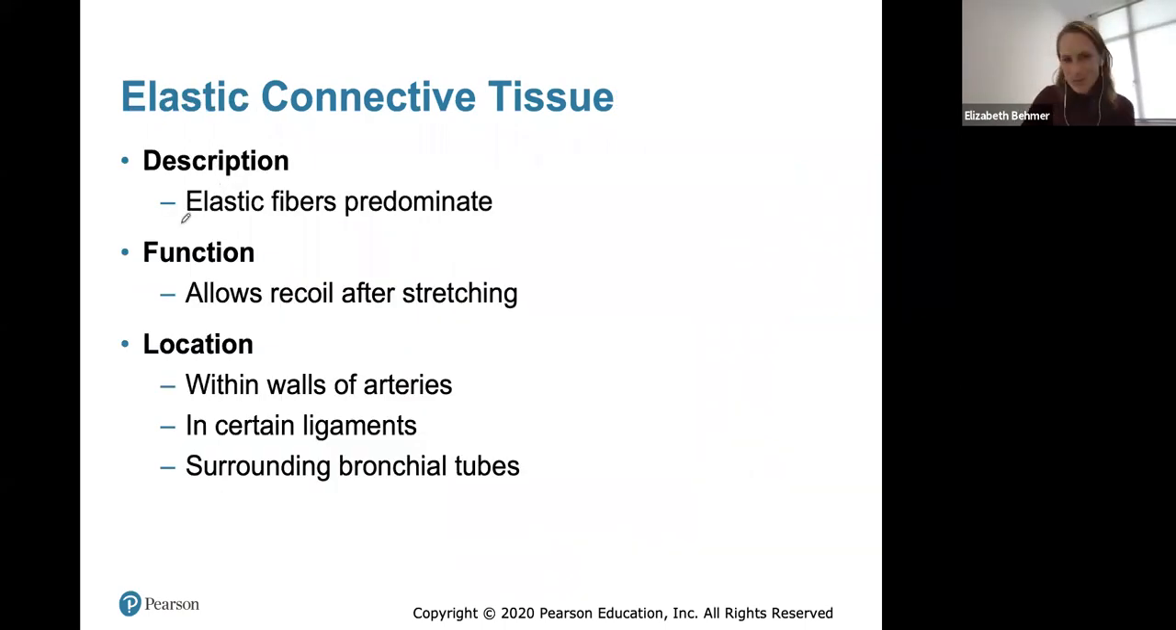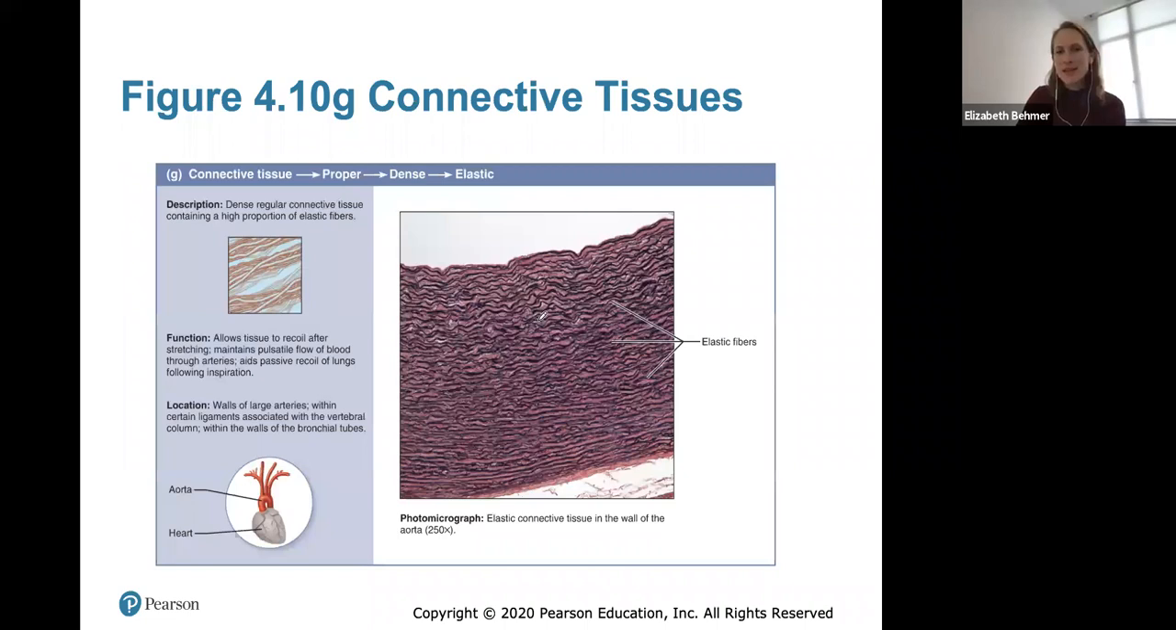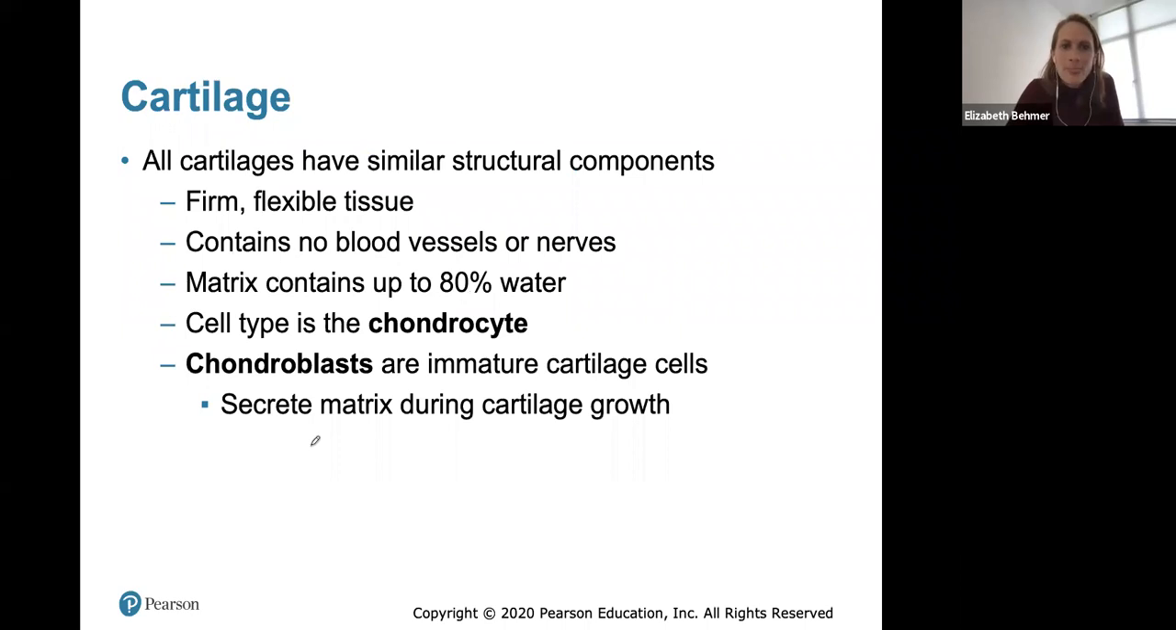Elastic connective tissue has elastic fibers. It allows for recoil after restretching. We'll find it within the walls of arteries, some ligaments. So this is what elastic connective tissue looks like. And I think it looks like lasagna. I'm really bad at writing on here, but if you can remember elastic tissue lasagna, that's what I think it looks like. It's able to stretch and recoil, so we'll find it in the walls of major blood vessels.